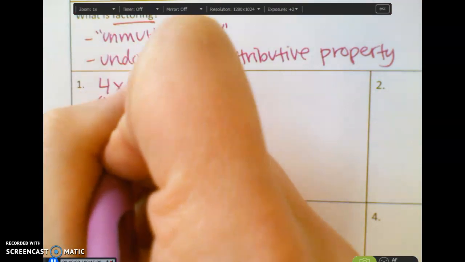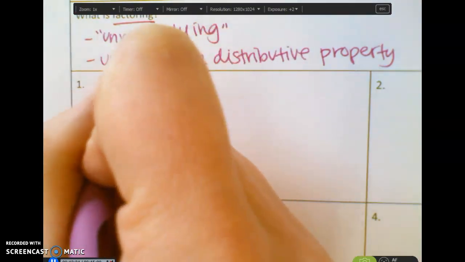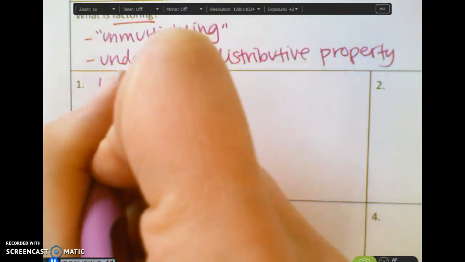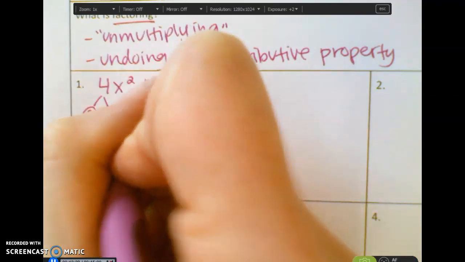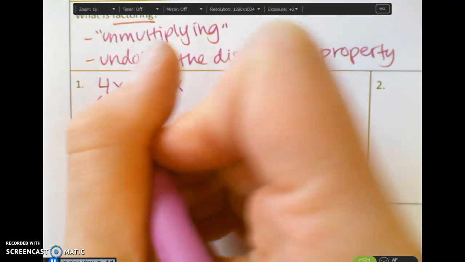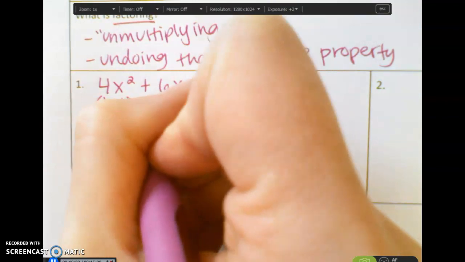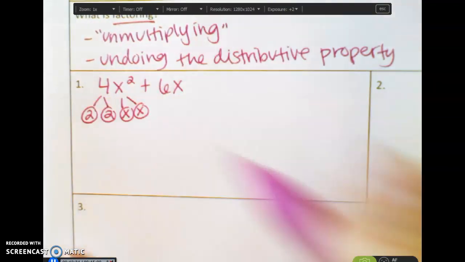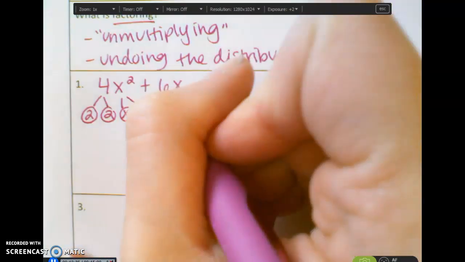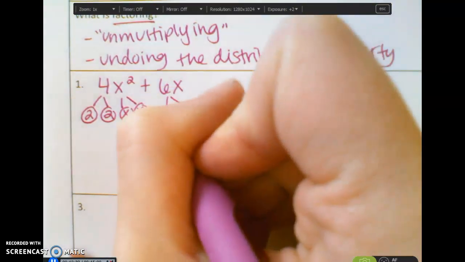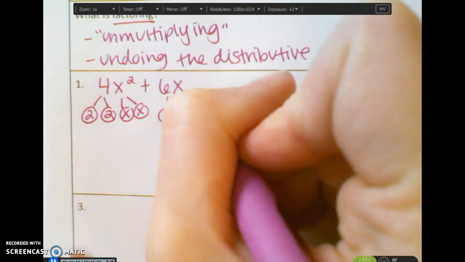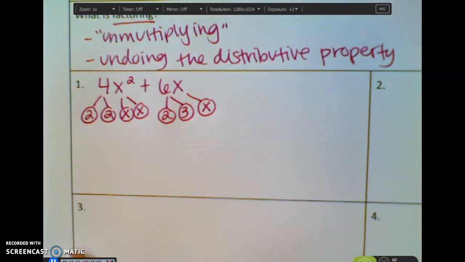So let's start with 4. 4, we can multiply 2 times 2 to get 4. These are both prime, so I'll circle them. Now the x squared. X squared means x times x. Let's go to 6. What are the factors of 6? We can multiply 2 times 3 to get 6. Those are both prime. And then, of course, x is just x.